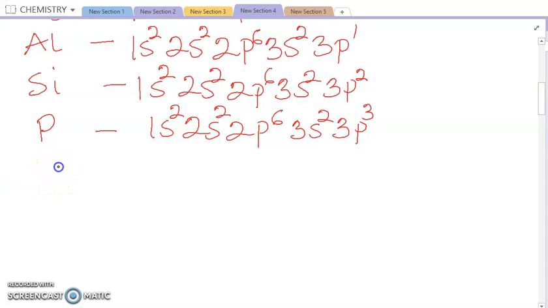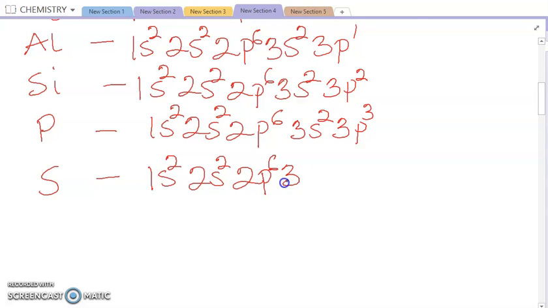We have sulfur. So the electronic configuration would be 1s2, 2s2, 2p6, 3s2, 3p4. Then the next one would be chlorine.